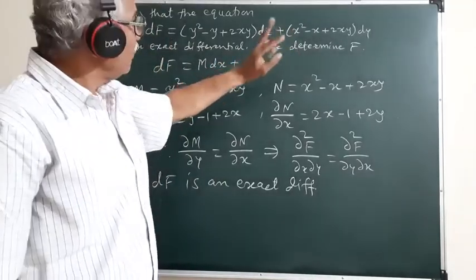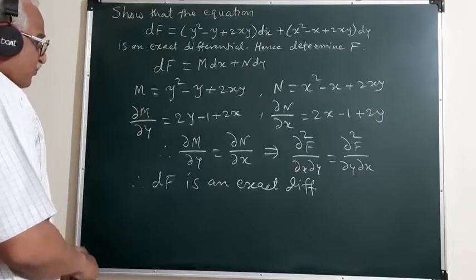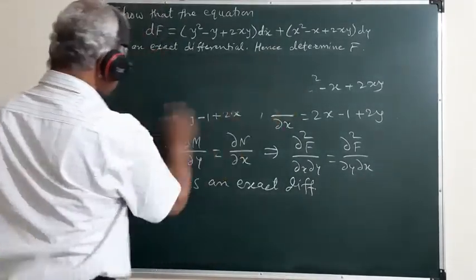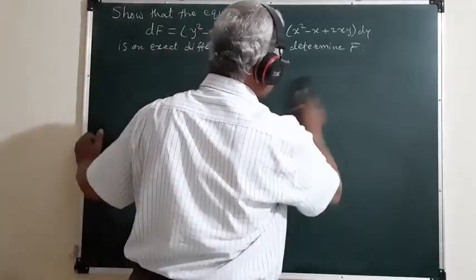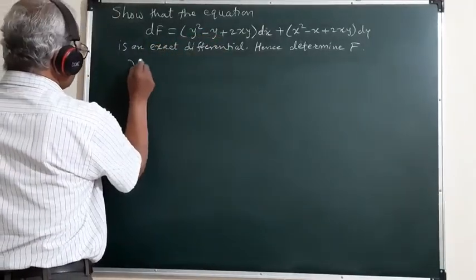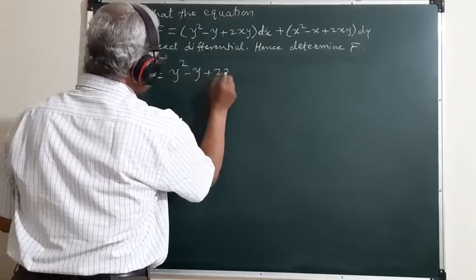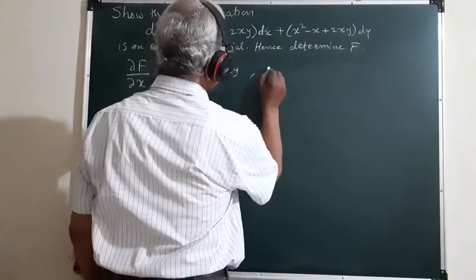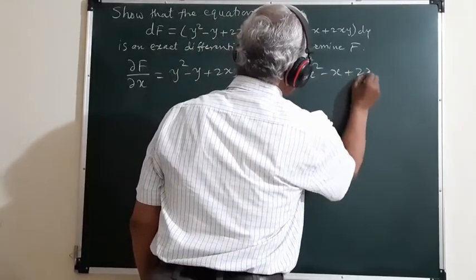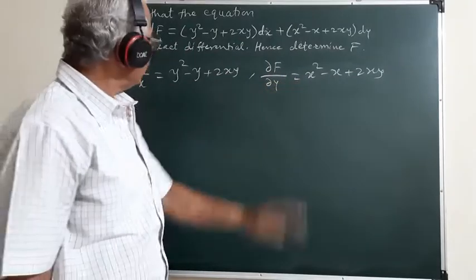Secondly, what we are asked to do is to determine the function f from the given total differential. Let us see how to obtain the function f. Here this first bracket is nothing but dou f by dou x, and it is equal to y square minus y plus 2xy, and this second bracket is nothing but dou f by dou y, and this is equal to x square minus x plus 2xy. So we have these expressions for dou f by dou x and dou f by dou y.